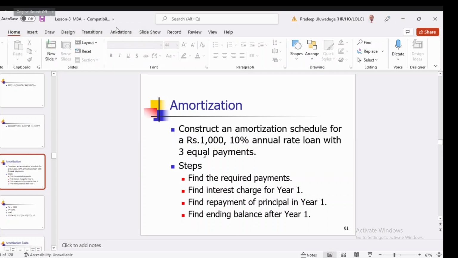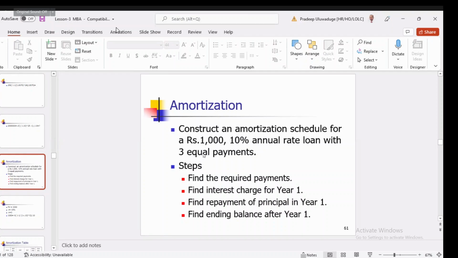Right now, let's look at some of the applications that time value can be used. So first what we talk about is amortization. Construct an amortization schedule for rupees 1,000, 10% annual rate loan with three equal payments.